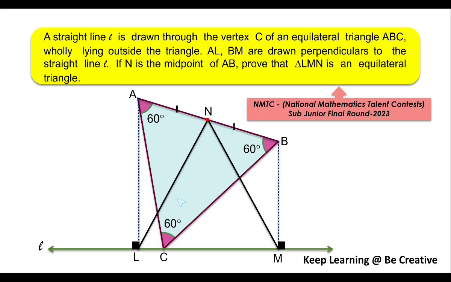Now we have been given that N is the midpoint of side AB and we have drawn perpendiculars AL and BM to line L. Then if we connect L to N and N to M, we get a triangle NLM, and we need to prove this triangle is an equilateral triangle. Let us see how we are going to do so.